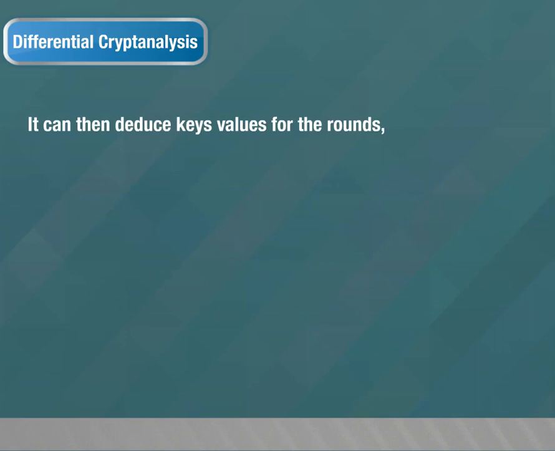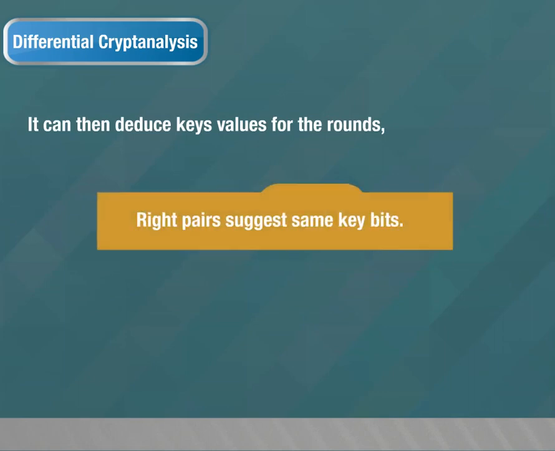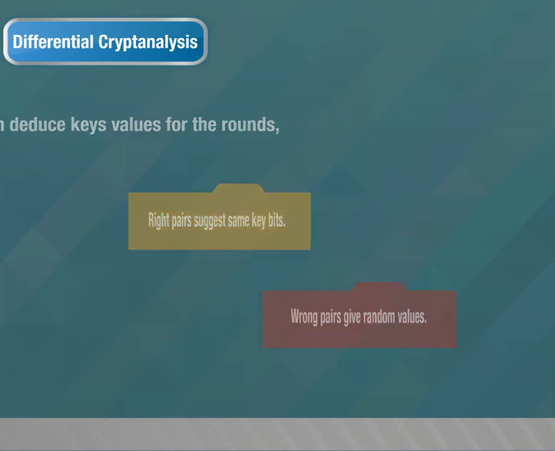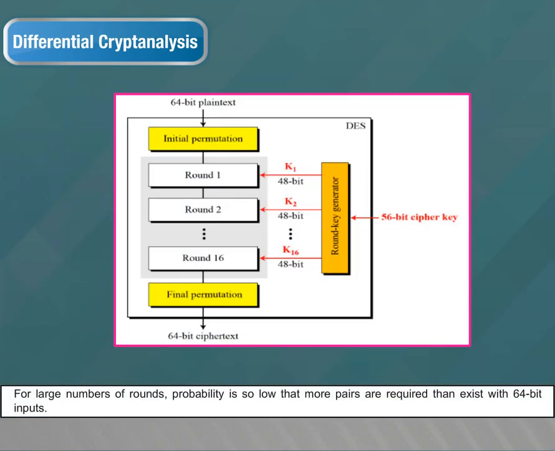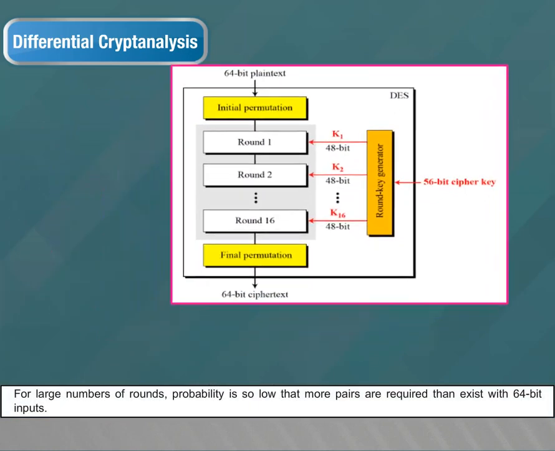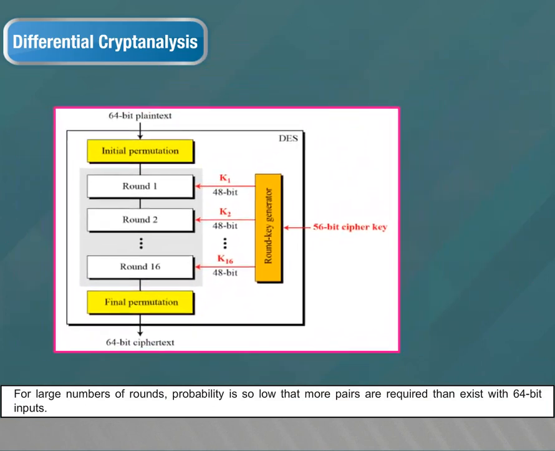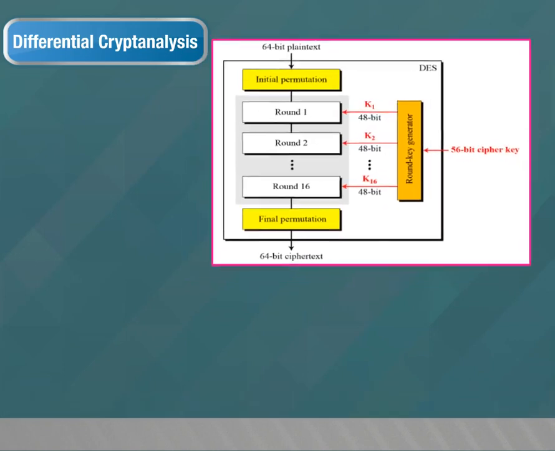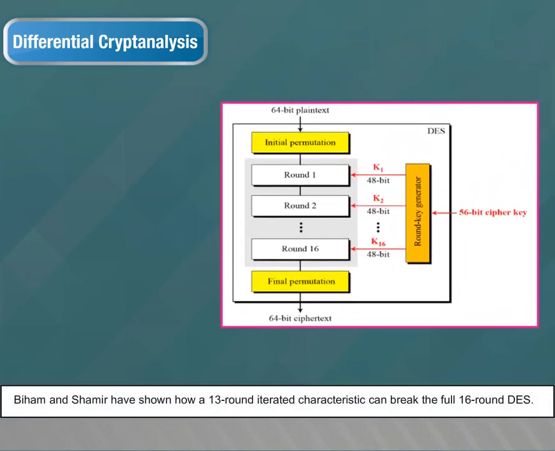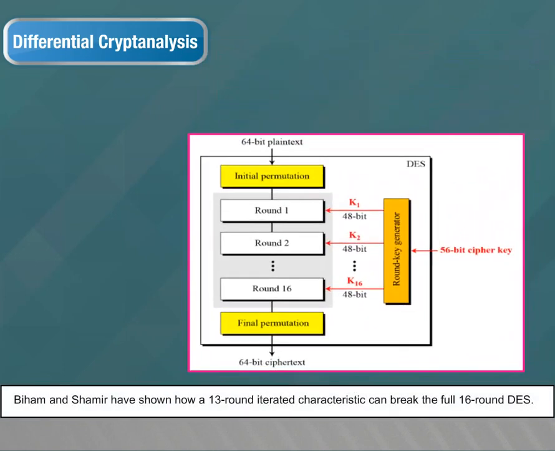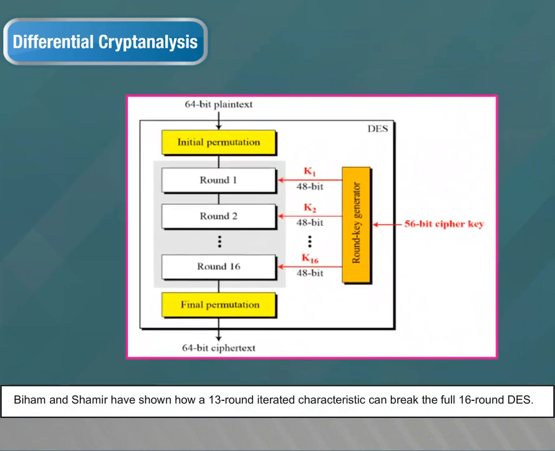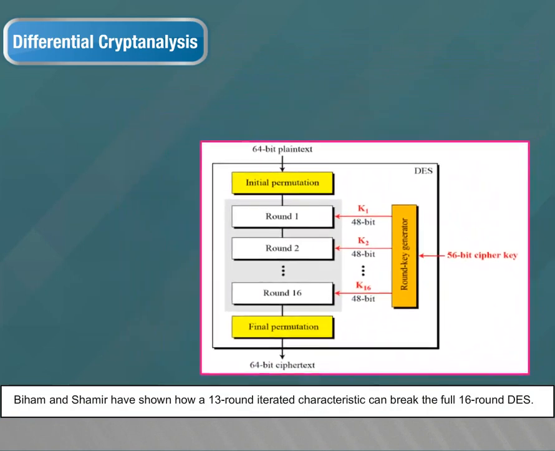It can then deduce key values for the rounds. Right pairs suggest same key bits. Wrong pairs give random values. For a large number of rounds, probability is so low that more pairs are required than exist with 64-bit inputs. Biham and Shamir have shown how a 13-round iterated characteristic can break the full 16-round DES.